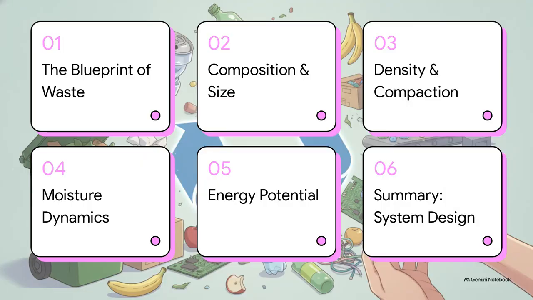Here's our roadmap for today. We're covering 6 quick modules: the blueprint of waste, composition and particle size, density and compaction, moisture dynamics, energy recovery potential, and finally, system design.